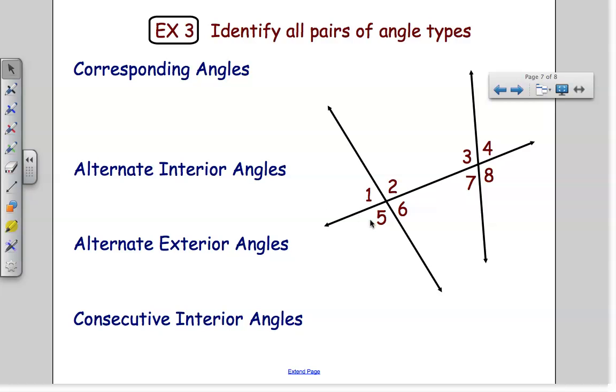We're doing a new example, and if you notice, the picture's a little bit different. We still have a transversal. This would be my transversal because it hits 2 others. I numbered differently, and you guys are going to help me out identifying corresponding angles, alternate interiors, alternate exteriors, and consecutive interiors. This is your homework off of the notes for tomorrow, so bring this in completed.